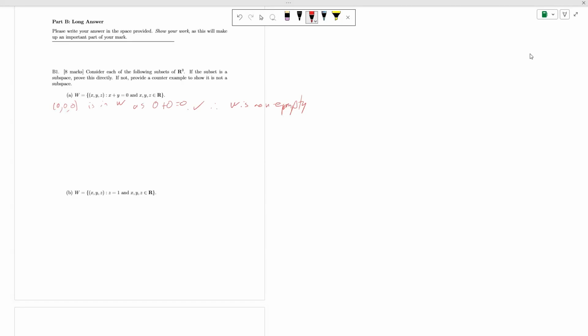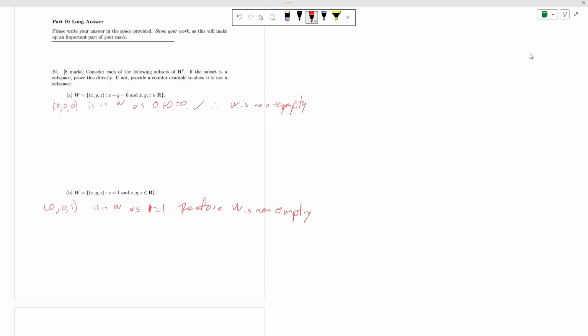Now here, we look at this set of vectors. We can look at it and go, okay, Z has to be 1, so 0, 0, 1 is in W as Z1 equals 1. Therefore, W is non-empty. Okay, so now we've got the non-empty portion.